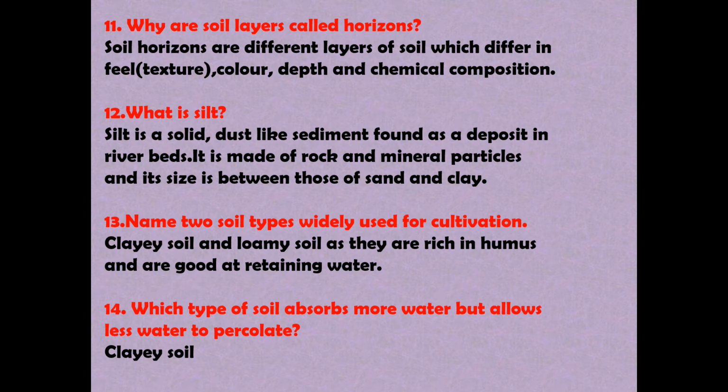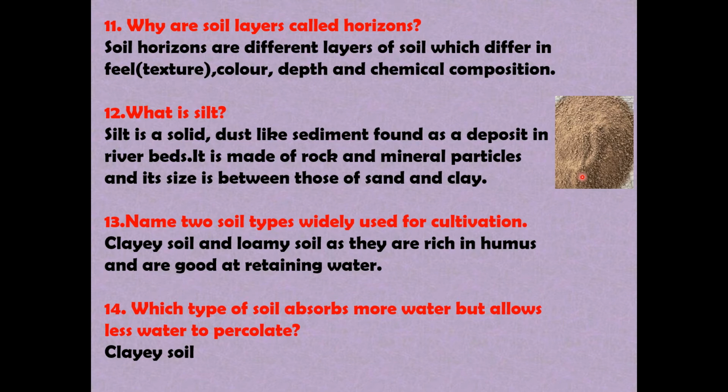Next question, what is silt? Observe the picture, you can see the silt over there. Silt is a solid, dust-like sediment found as a deposit in river beds. It's made of rock and mineral particles and its size is between those of sand and clay. Here is a picture.